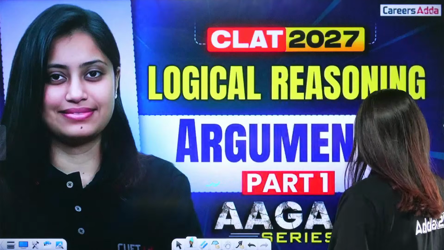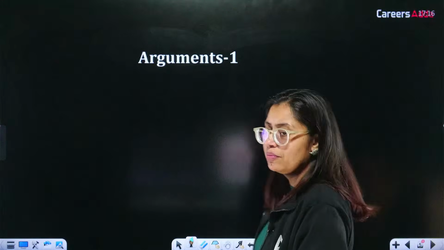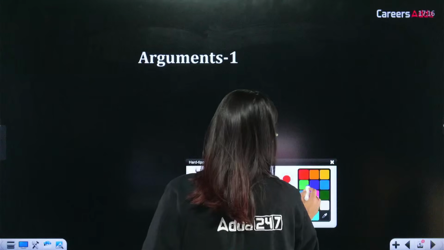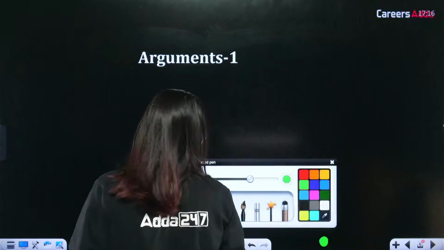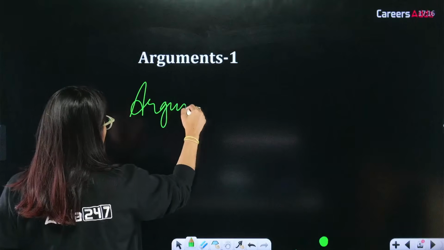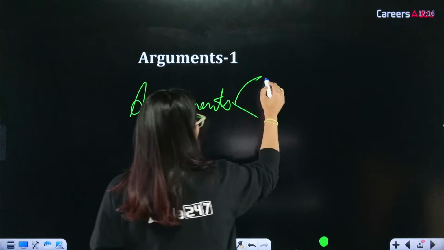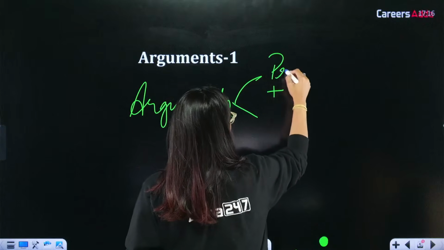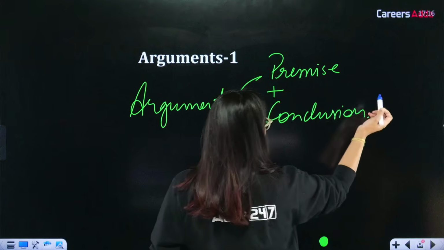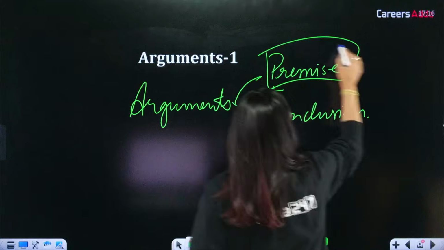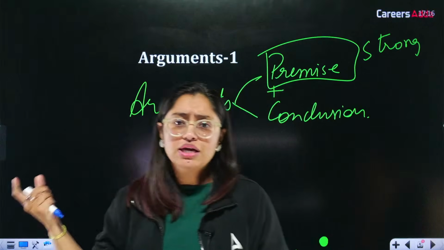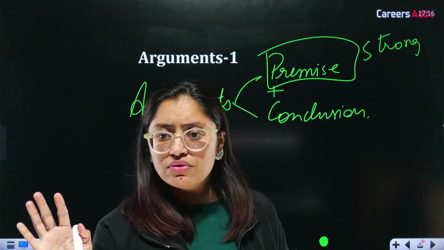ठीक है, चलिए तो शुरू करते हैं आज का क्लास। आर्ग्यूमेंट्स, right? And as we discussed, what are the arguments? Arguments are a combination of your premise as well as your conclusion. Now, a strong argument will have a strong premise, ठीक है, a weak argument will have a weaker premise, right? I hope this is clear with everybody.